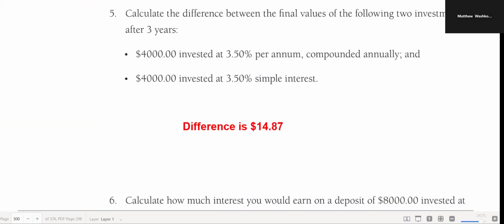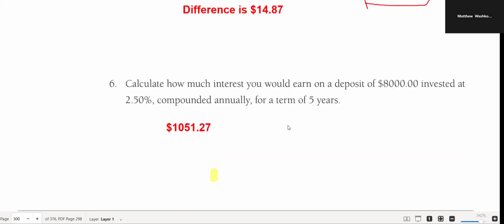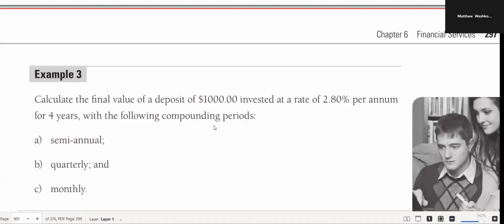So here's the answers. Now, one thing I want to note is I didn't get 1487. It's the difference between these, right? Take this one, let's call this A. Then we'll call this one down here B. Take A, subtract B, right? That's how you're finding the difference between them. The compounded one should be $14.87 more valuable. That's how I got that. For question 6, it's $1,051.27. All right.